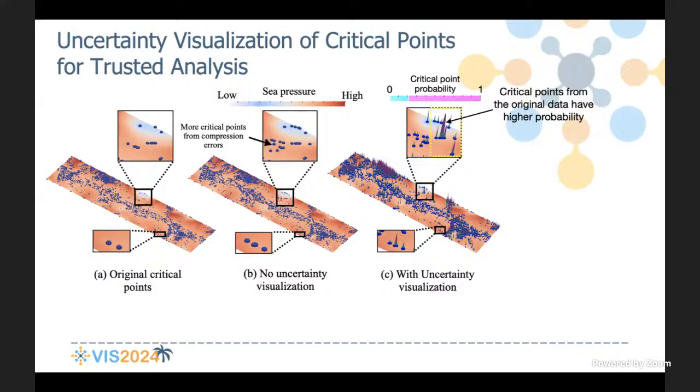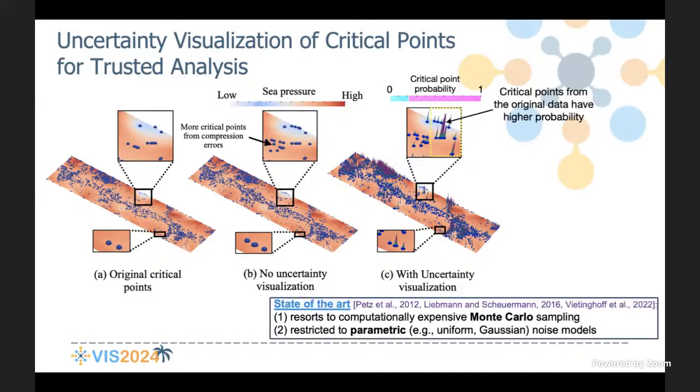And there has been some previous research that addressed this challenge. However, there are two limitations of the existing work. Most of the techniques resort to computationally expensive Monte Carlo sampling of underlying distributions, which are difficult to accommodate in visualization tools, and they assume restricted shape of these underlying distributions.